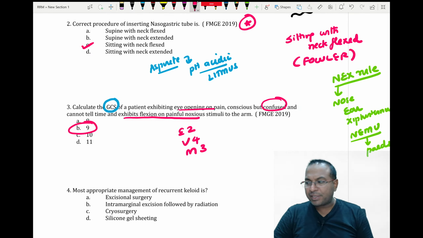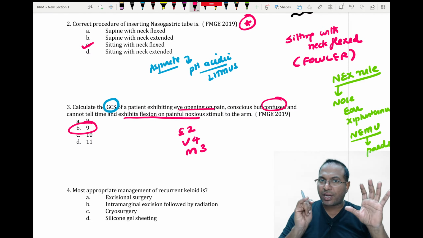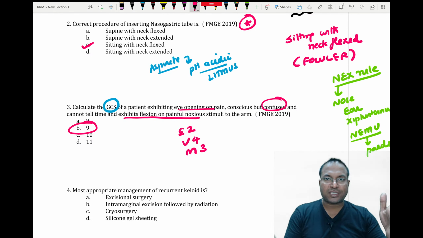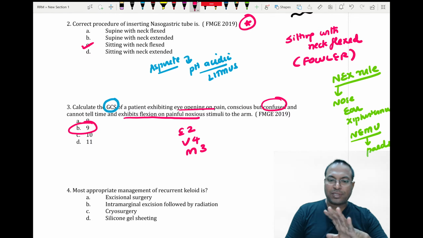So this is a simple method to remember. Remember the mnemonic I am telling you. Obey localizes with flexion extension none. Obey, localizes, withdraws, flexion, extension, none is for motor response, and one confused word sounds nowhere is verbal response. So 4, 5, 6 for each.